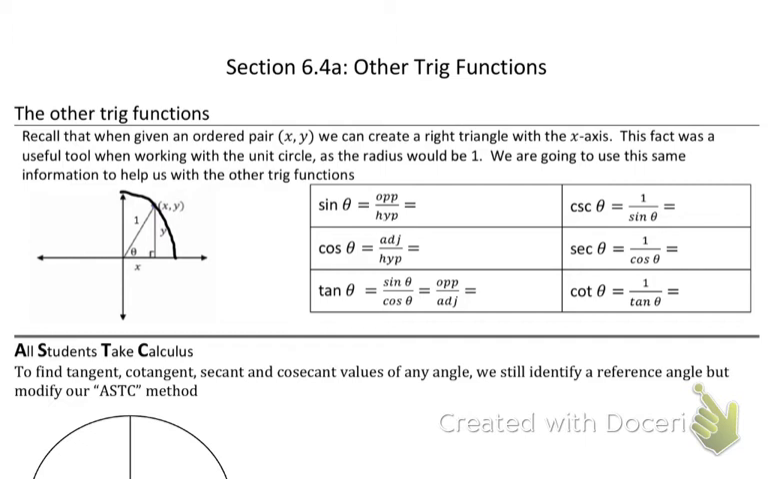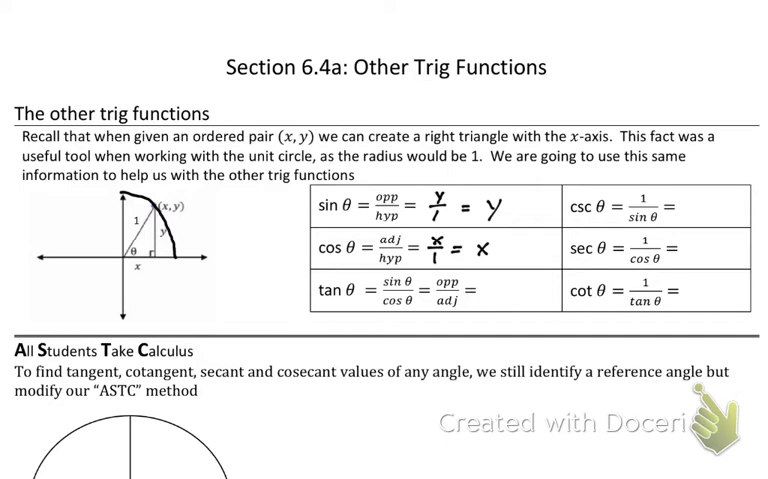So we said if I found the sine of theta, that angle, sine was opposite over hypotenuse, which would be y over 1, which just equals y. We did the same thing for cosine, where cosine would equal x over 1, which would just equal x.